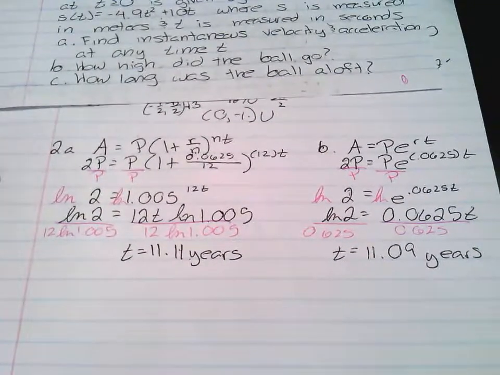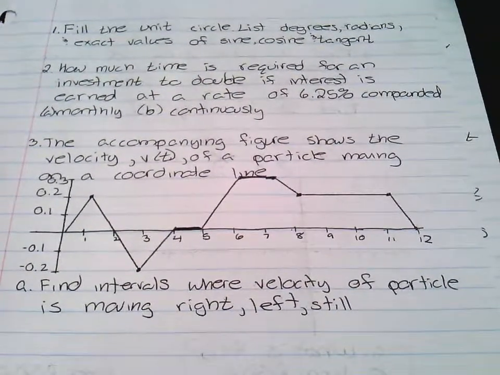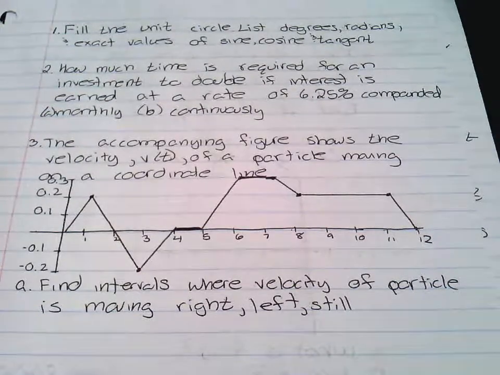A little blurry. There you go. 3. The accompanying figure shows the velocity v of t of a particle moving on a coordinate line. So the first thing we're going to do is find the intervals where the particle is moving to the right, left, or still. So velocity is moving to the right when it's positive, it's moving to the left when it's negative, and it's still when it's crossing the t-axis, or most likely kind of staying there for more than a second.